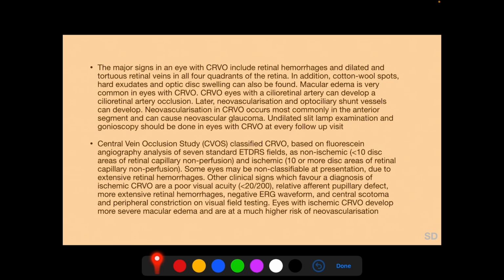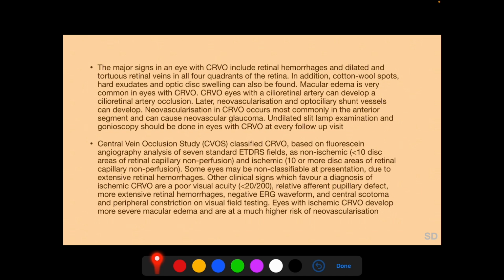Neovascularization in CRVO occurs most commonly in the anterior segment and can cause neovascular glaucoma. Undilated slit lamp examination and gonioscopy should be done in eyes with CRVO at every follow-up visit. Central Vein Occlusion Study, or CVOS, classified CRVO based on fluorescein angiography as non-ischemic and ischemic. Some eyes may be non-classifiable at presentation due to extensive retinal hemorrhages.